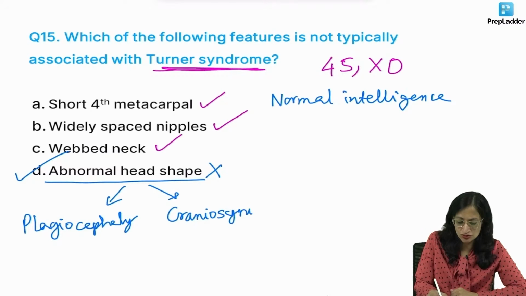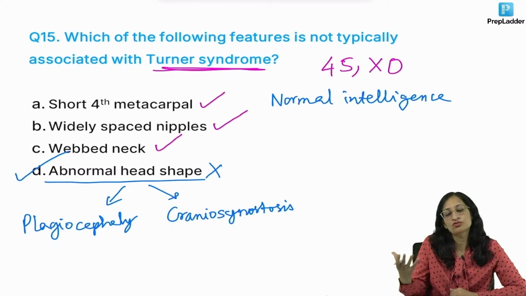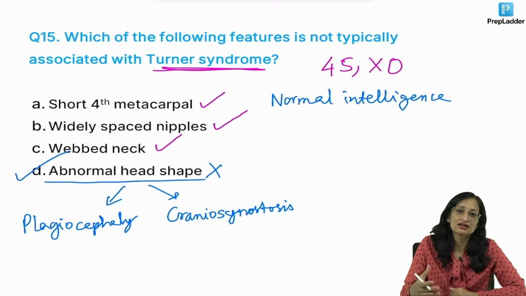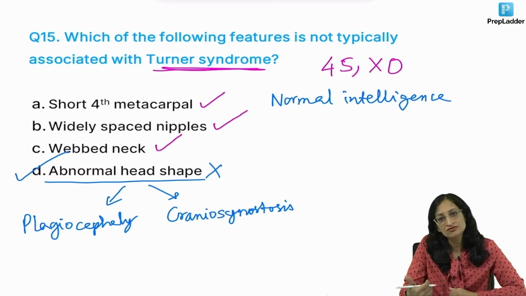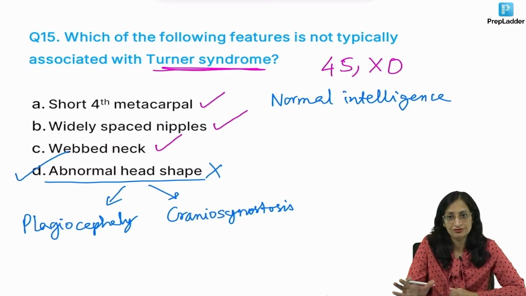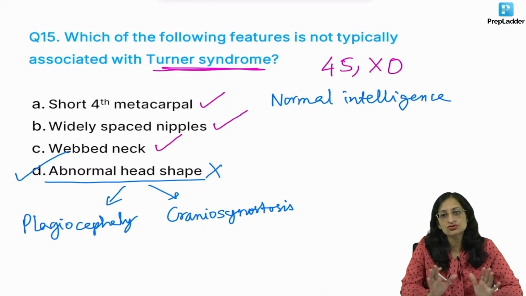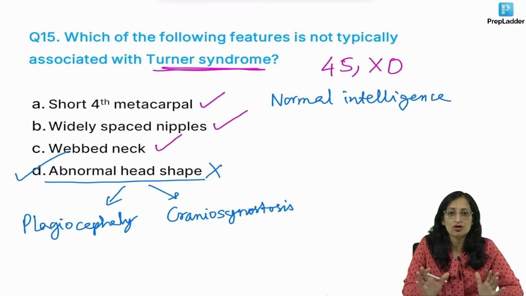What is craniosynostosis? It is abnormal, premature fusion of 1 or more sutures. So you can get dolichocephaly, turricephaly, oxycephaly, and so on, right? So those are the conditions where you can get abnormal head shape, but not in Turner syndrome, right?